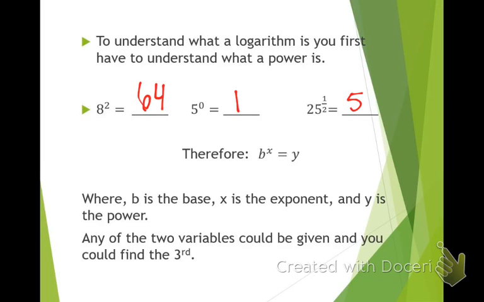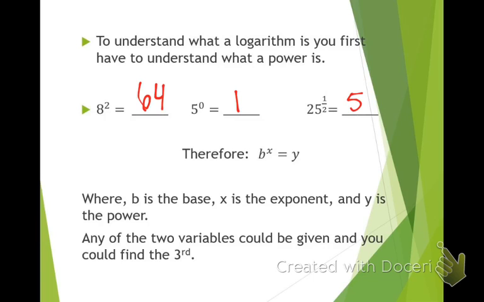To understand what a logarithm is, you must first understand what a power is. So we already talked about 8 squared is 64, 5 to the 0 is 1, and 25 to the 1/2 is equal to 5. It's like taking a square root. So b to the x is equal to y, where b is the base, x is the exponent, and y is the power.